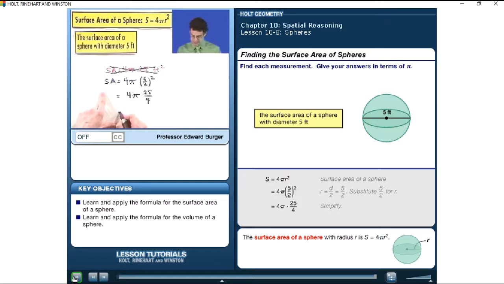And this can actually be simplified down to just 25 pi, because the 4's can simplify. And what are my units? Well, it's area, after all. And so I see r squared, so I see feet squared. So that's the correct answer.